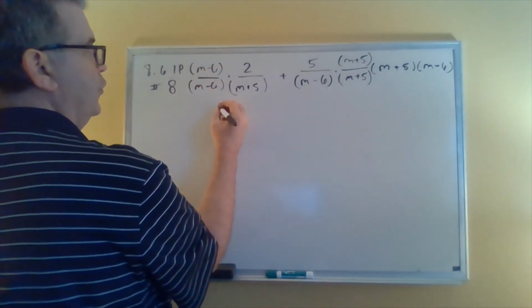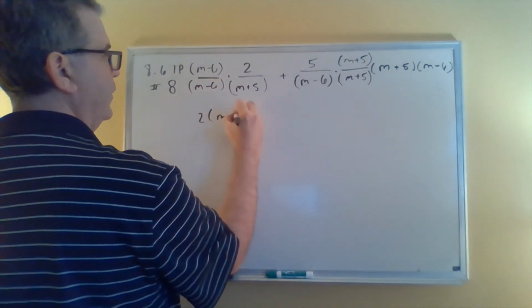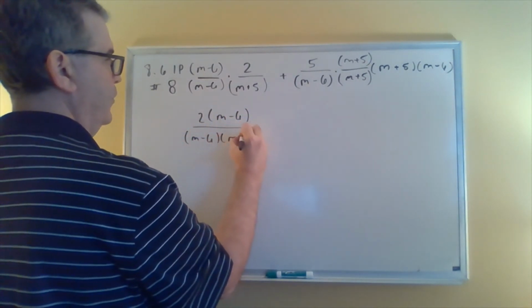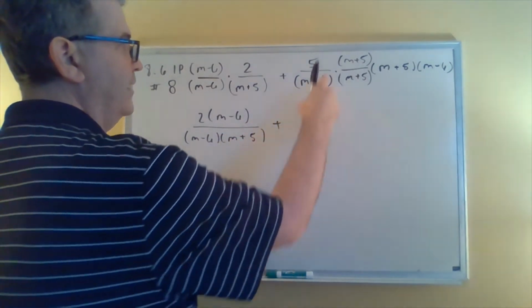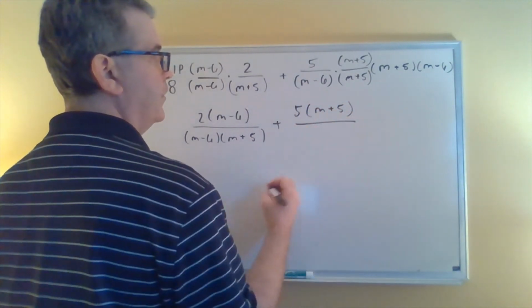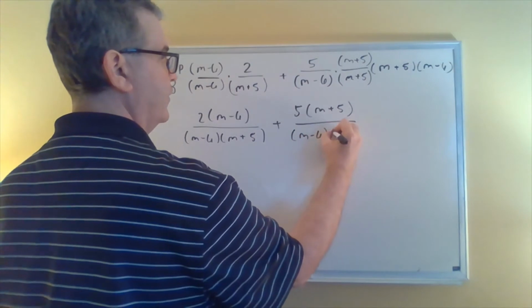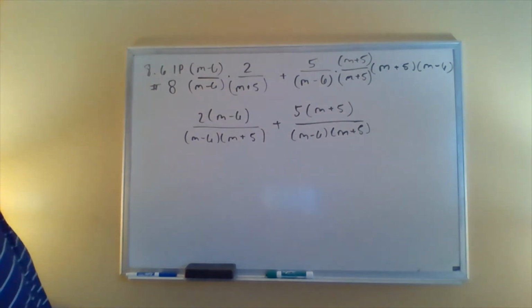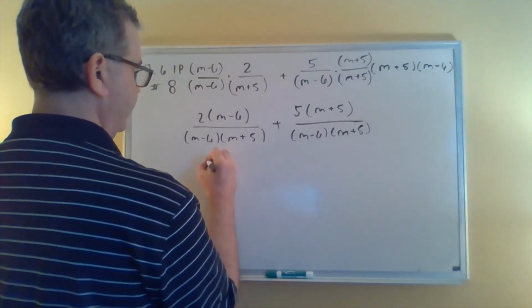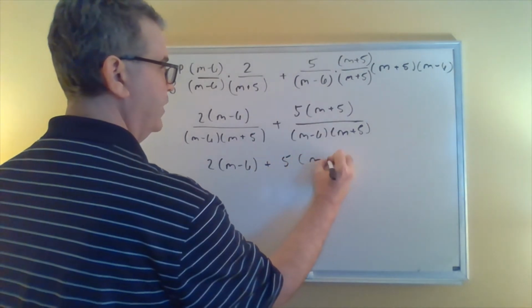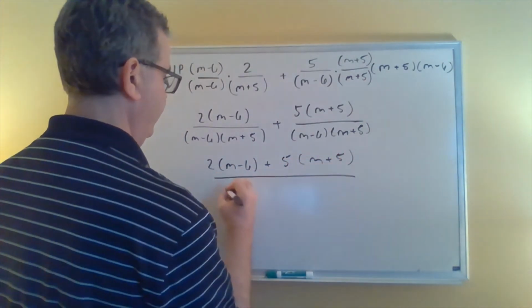So my new numerator here is going to be 2 times m minus 6. My denominator is going to be m minus 6, m plus 5. I'm going to add to that. Over here I'm going to have 5 times m plus 5, and my denominator will be m minus 6, m plus 5. All right, so now I've got those two fractions set up with common denominators. So now I can combine my numerators, keeping my common denominator. So I'll get 2 times m minus 6 plus 5 times m plus 5, all over my common denominator.